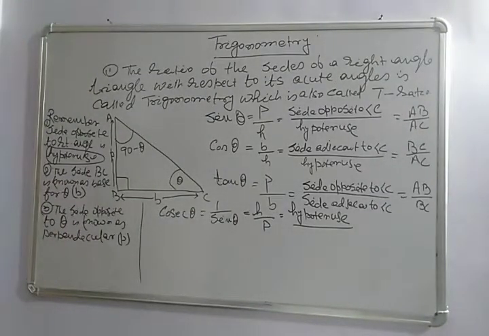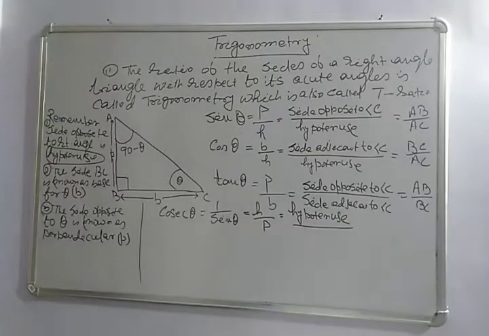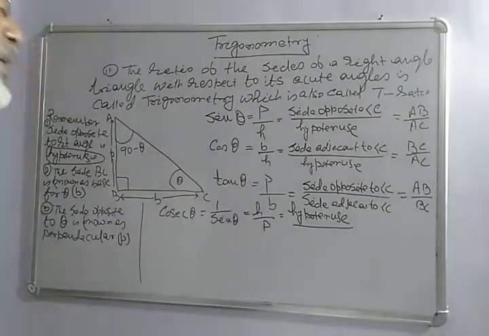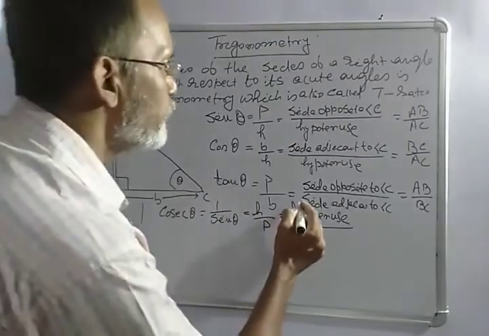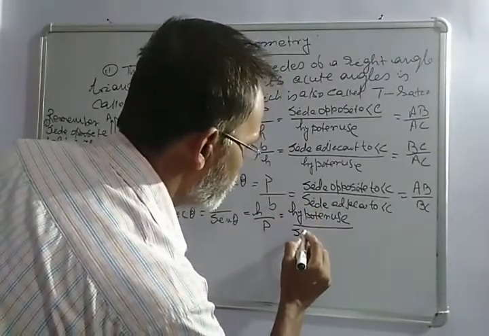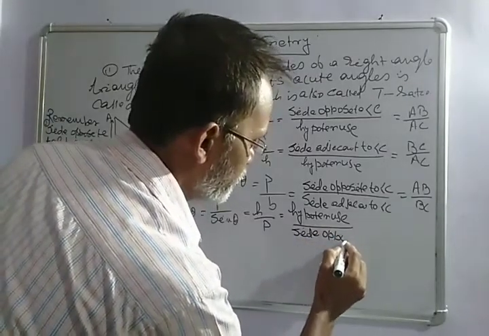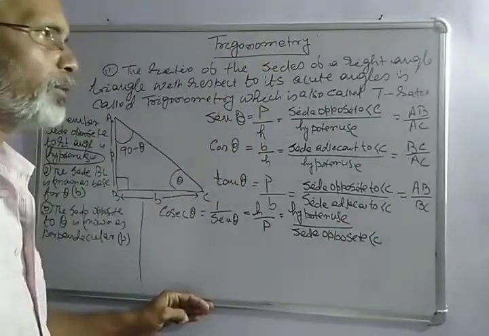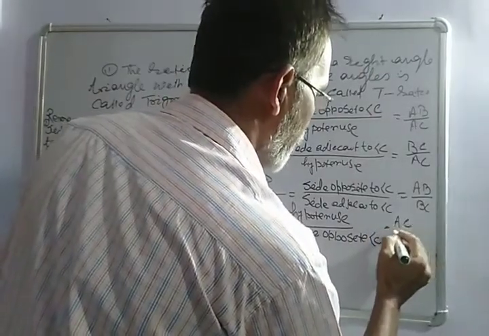Now I am writing about cosec theta. Cosec theta is equal to 1 by sin theta. Sin theta is equal to P by H, so 1 by sin theta is equal to H by P, that is hypotenuse by the side opposite to angle C, which is equal to AC by AB.